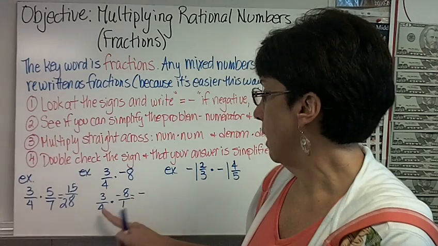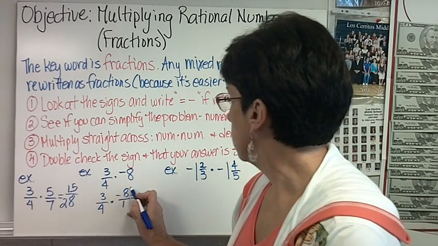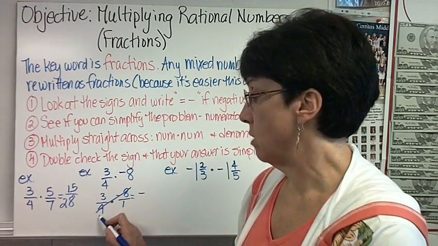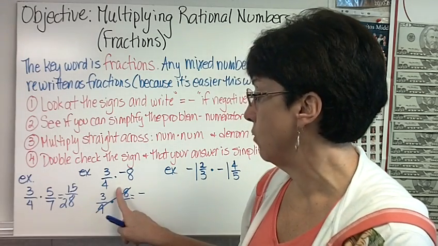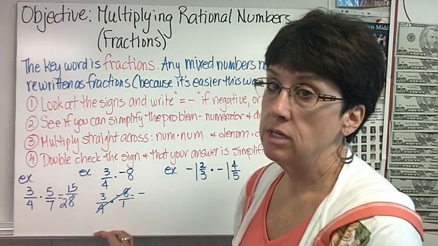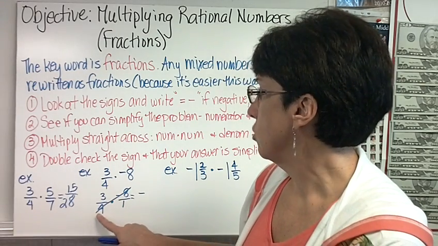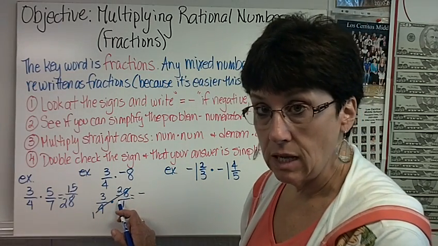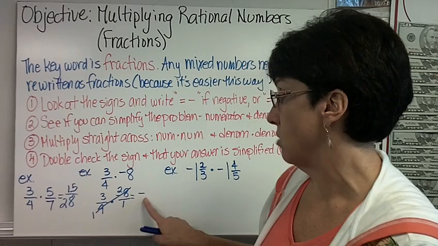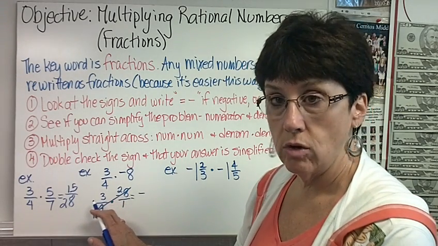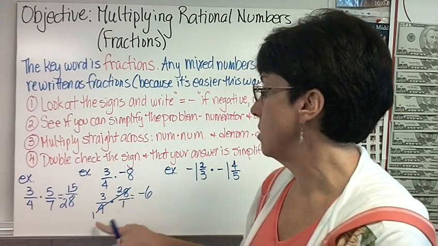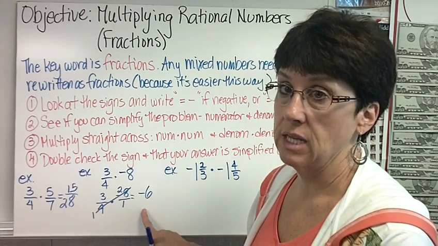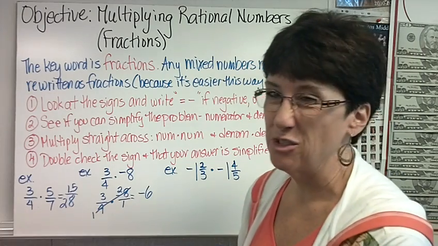Now I see if I can simplify. Yep, 4 and 8 have a common factor. So I'm going to cross them both out. Now I could divide by 2 because 2 goes into both 4 and 8, but then I would have a 2 and a 4 and I'd have to simplify again. So I try to divide by the biggest common factor. So 4 goes into itself once, 4 goes into 8 twice. I'm not even worrying about the negative anymore because I already decided that my answer is negative. So now I just multiply the numerator. 3 times 2 is 6, and since my denominators are both 1, I'm not going to write 6 over 1 because then I'd have to simplify that and say equals 6. And I don't want to have to do extra steps.